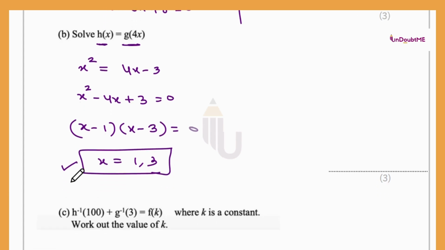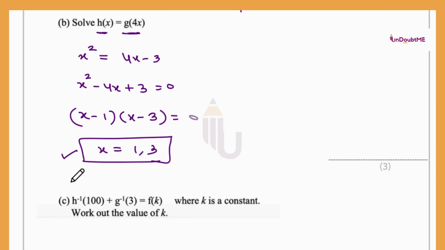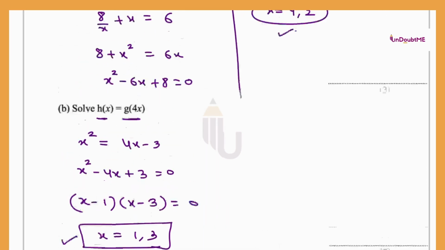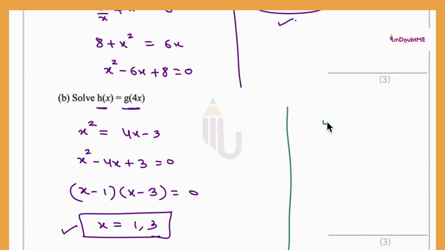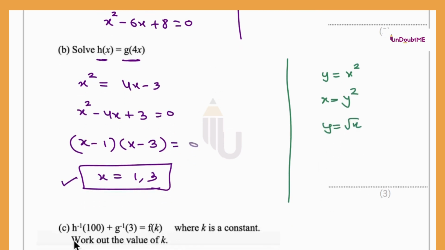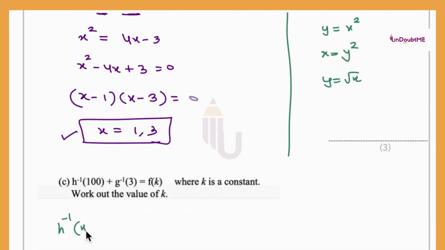Next part of this question is we have to solve for this. So first we need to get h inverse and g inverse, and then we will solve. For that you can see here h(x) is x², so I can write y = x², x = y², y will be equal to root x. So I can say that h inverse of x is equal to root x.